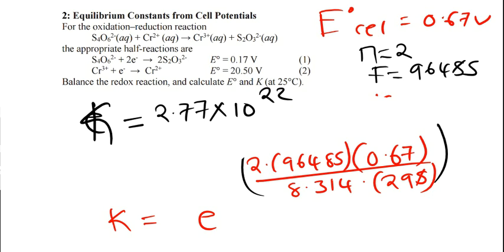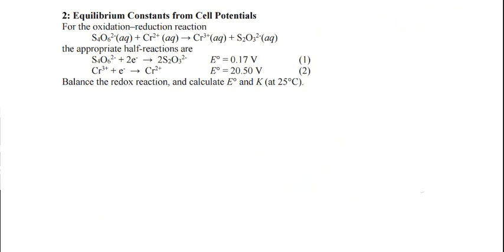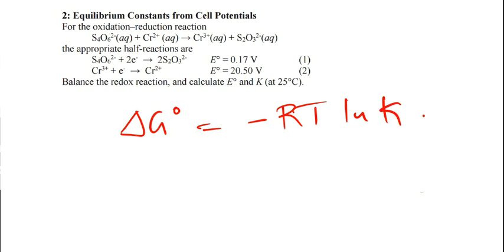In summary, the formula that you need to know is just that the standard Gibbs free energy is equal to the negative RT natural log of K. That's all.